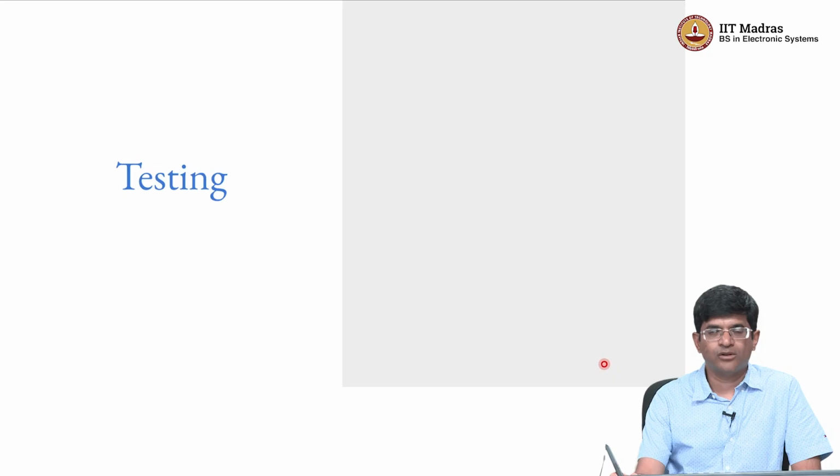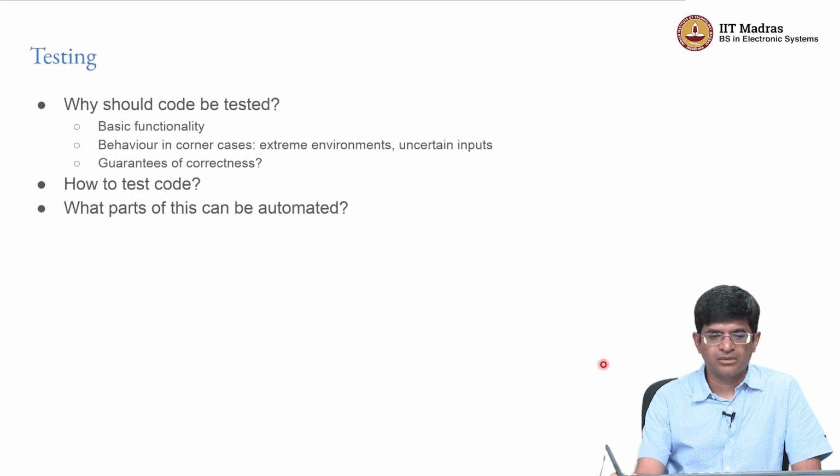Now let's look at the topic of testing. The first question is, why should code be tested, right? We have presumably written code, and you could argue that the testing is in the process of actually running the code itself. But that's usually too late to catch bugs. You don't want to catch bugs when they are actually out there in the field and your code is running. So why should it be tested?